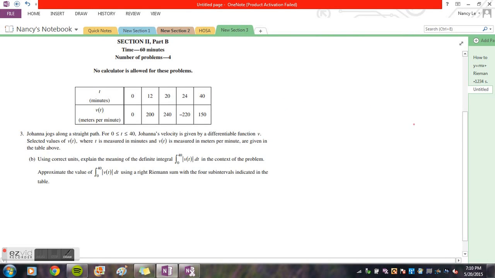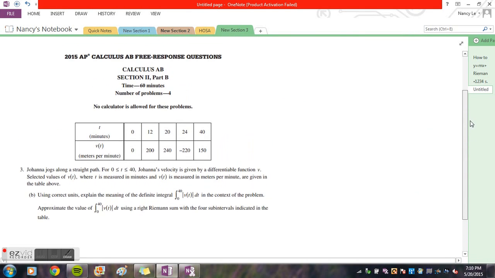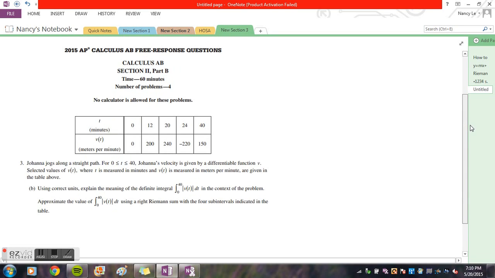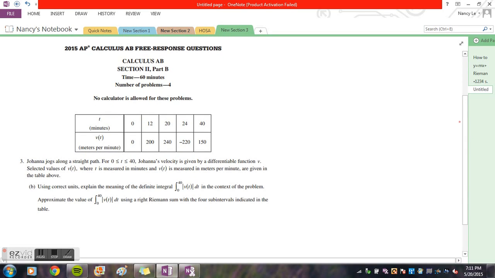Okay, let's take a look at this one. I specifically like this one because it was on the 2015 AP Calculus exam that was taken only, let's see, 2 weeks ago? Okay, so Johanna jogs along a straight path for 0 to 40 minutes. Johanna's velocity is given by a differentiable function v. Selected values of v of t, where t is measured in minutes and v of t is measured in meters per minute, are given in the table above. So let's just do this part right here.